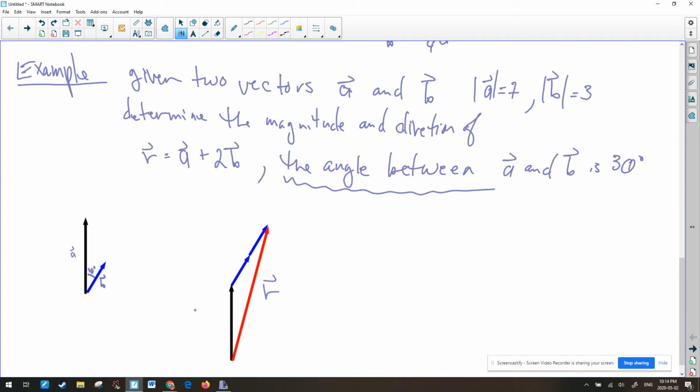If I think about the things that I know, well, I know this is vector A, and I know vector A has a magnitude of 7. So down I come. That's got a magnitude of 7. B has a magnitude of 3, and there are 2 of them.